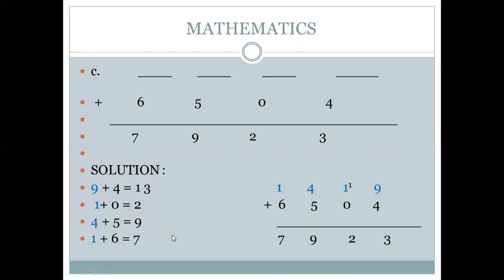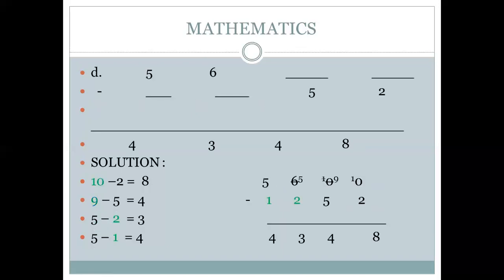Now come to the last part, D part. In this, the first number has 2 elements given and the second number also has 2 elements given. The answer is given 4, 3, 4, 8. And this is a question of minus. The answer is 8. From which number do we subtract 2 to get 8? All of you know that 10 minus 2 is 8. Good. 10 minus 2 is equal to 8. It means that our first number is 0.